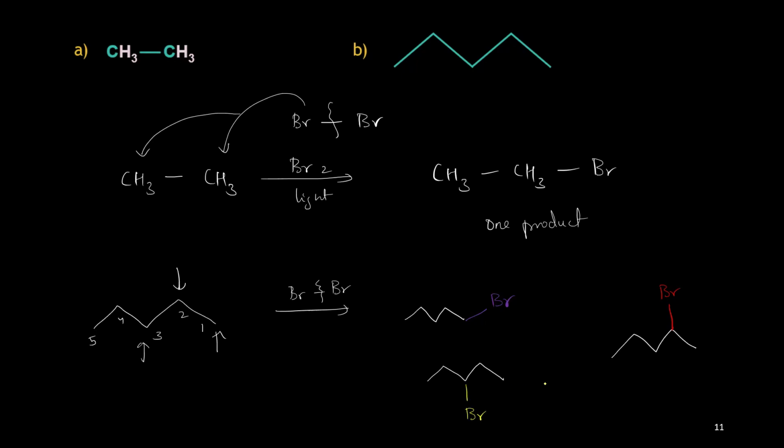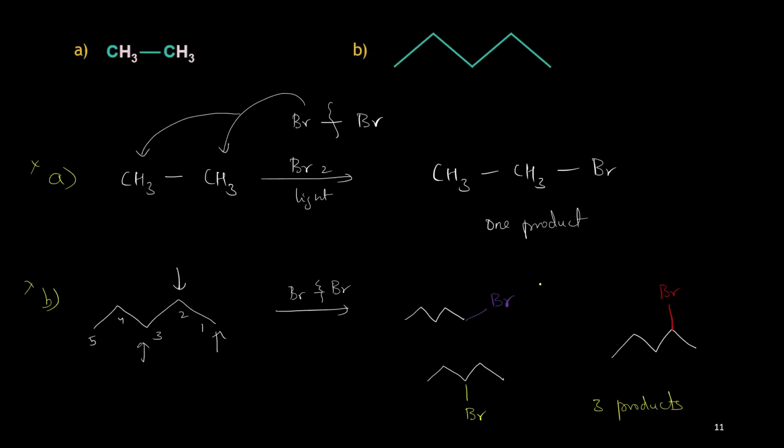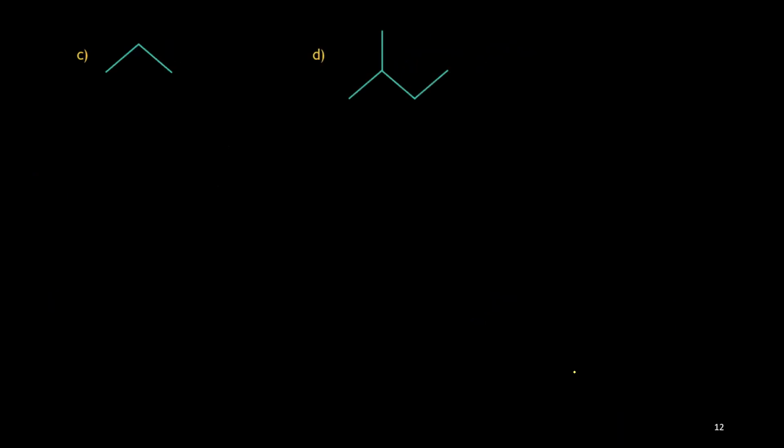So how many products do we have here? 3 products. So this will not be my option. A is not my option. B is not my option. Because what is the question asking? We need to get 2 products. But here, 1 product, here 3 products. So both are not my options. So let's see C.